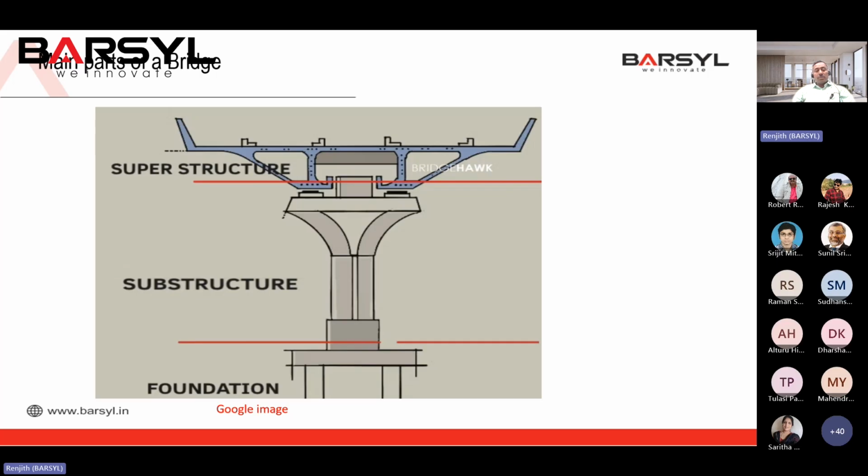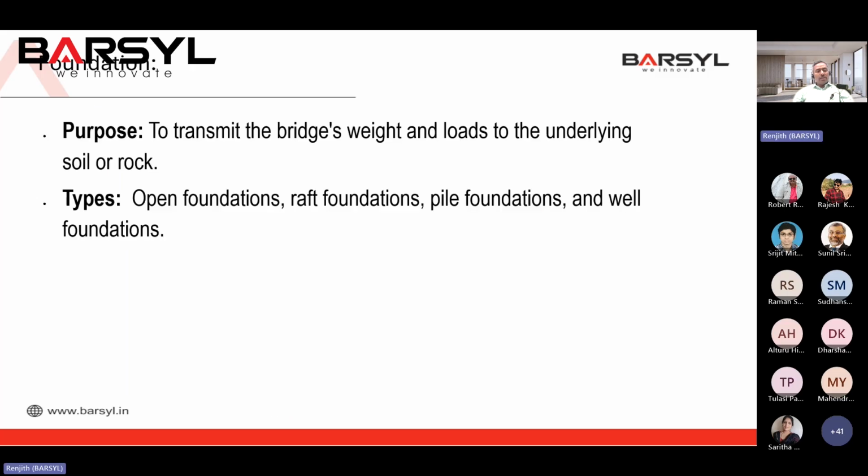These are the main parts of a bridge structure. There are so many other parts like wing walls, bearings, railings, parapet, and crash barriers, but these are the major three parts of a bridge structure. Now, foundation I already explained. This is foundation and how this is transferring the load.